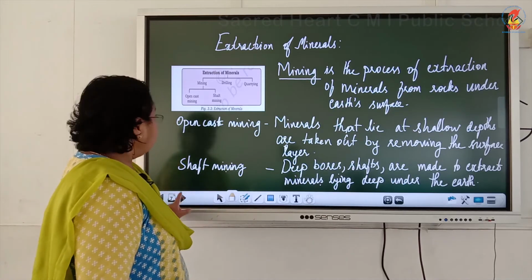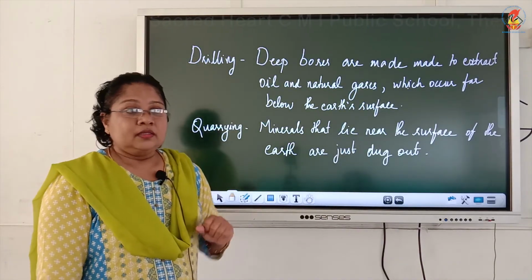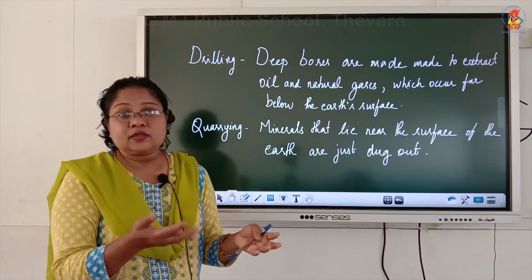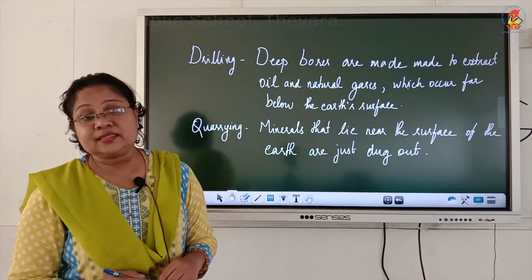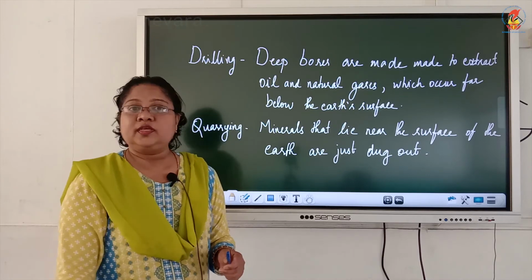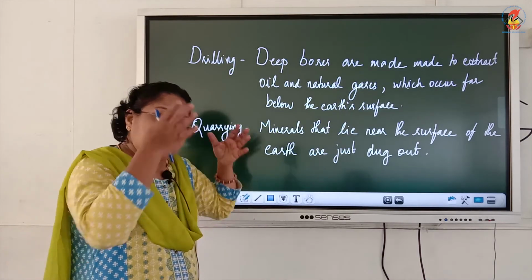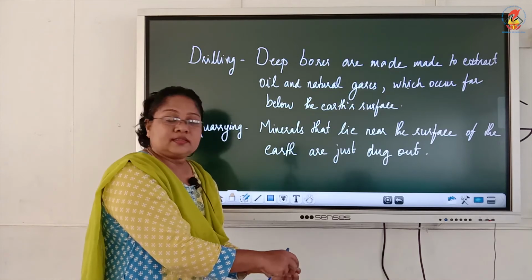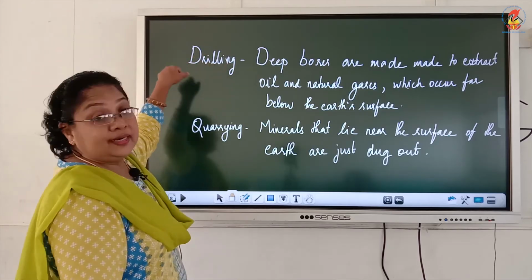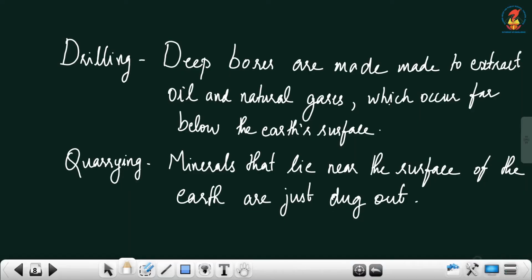Now coming to the next one, that is drilling. Drilling means natural gas and oil are taken out through the process of drilling, and these natural gas and oil are lying far below the earth's surface. So a deep well will be drilled and this oil or natural gas will be taken out. That process is known as drilling. So deep bores are made to extract oil and natural gas which occur far below the earth's surface.